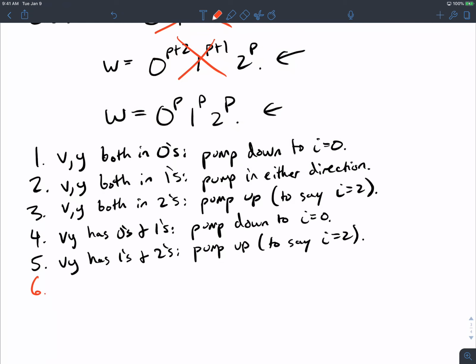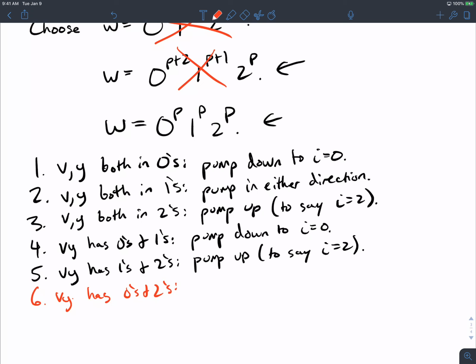Oh, then there's a 6th case, that VY has zeros and 2s. Ooh, it's not possible. Why? That's going to be longer than p. Ah, for the string we happen to pick, we can't go across the p ones to get the zeros and 2s. So this case is not even possible.